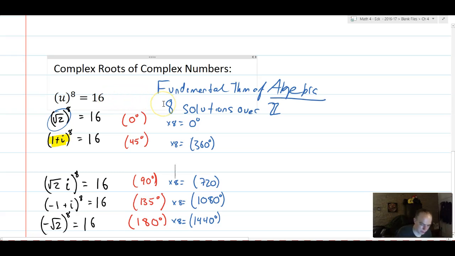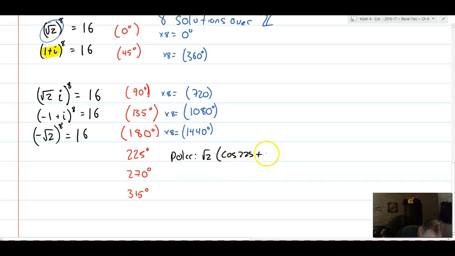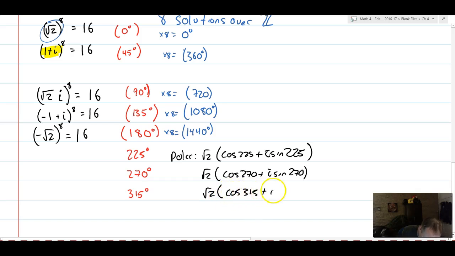So how can I use this? Well, going back to my list, instead of just searching through GeoGebra, I can say, okay, 225, 270, and 315 are going to be the angles of my next roots. And then I put them in polar. Square root of 2, cosine 225 plus i sine 225. Square root of 2, cosine 270 plus i sine 270. And square root of 2, cosine 315 plus i sine 315.